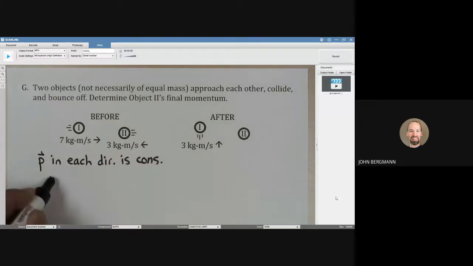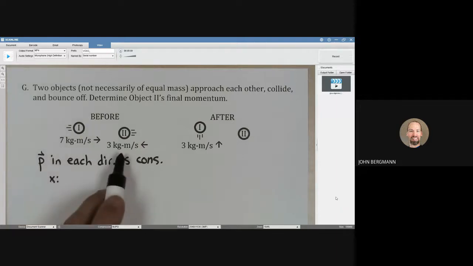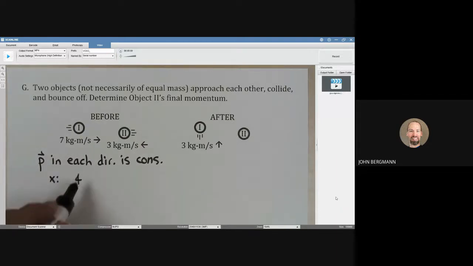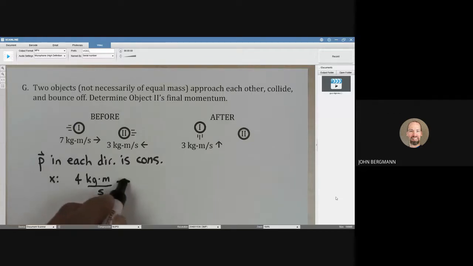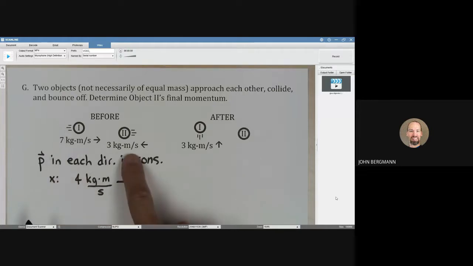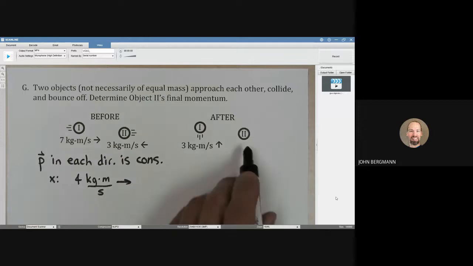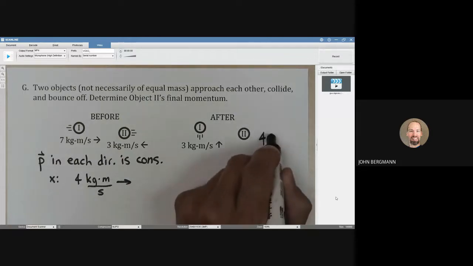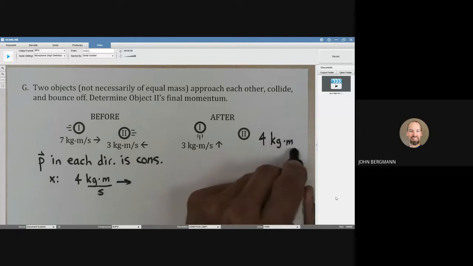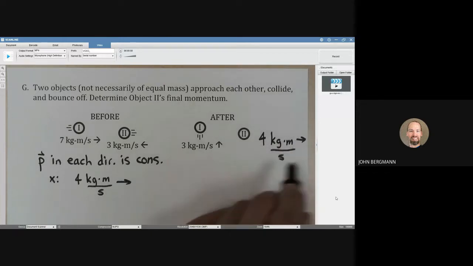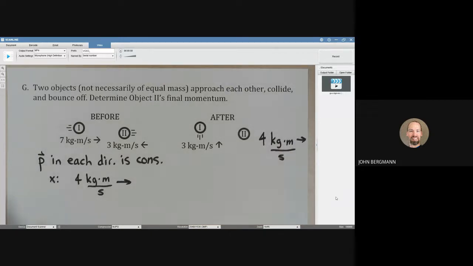So in the x direction, how much is the total momentum? We can do this in our head, can't we? 4 kilogram meters per second to the right. That's what we have initially. See, 7 that way and 3 in the opposite direction. So the total in the x direction is 4 to the right. Now look at our picture. Mass 1 doesn't have any x momentum at the end. That means mass 2 must have all of it. All 4 kilogram meters per second that way, mass 2 must have that in the x direction.